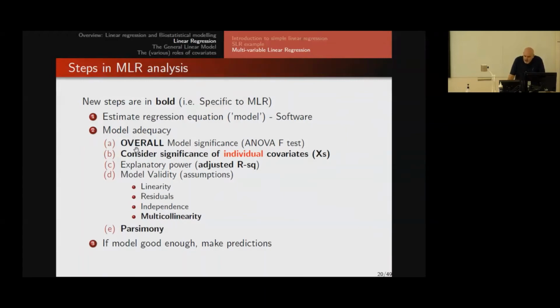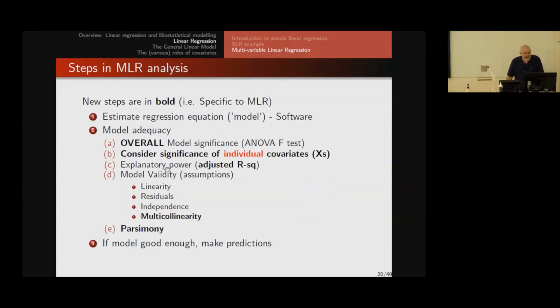Now, the notion of model significance is separate from the notion of significance of the individual covariates. In other words, we can have a significant model, but that doesn't mean all of the predictors are significant. It just means at least some of them are significant.